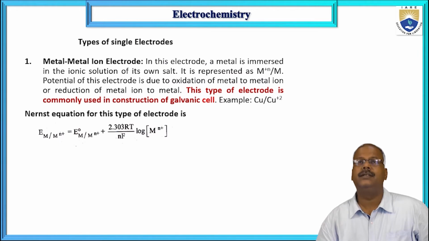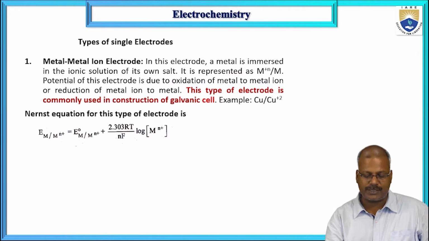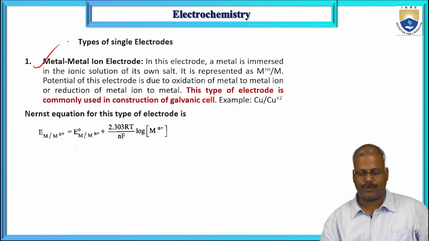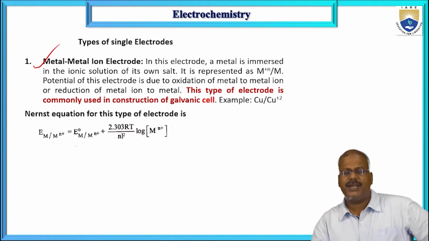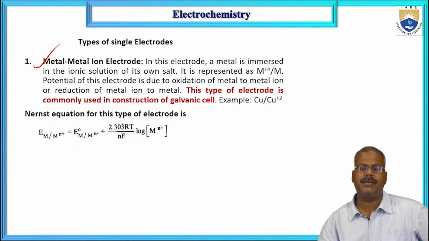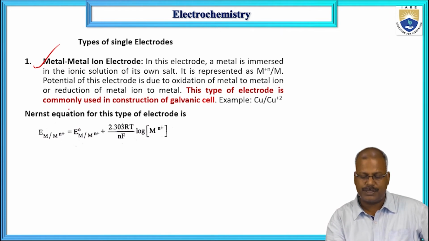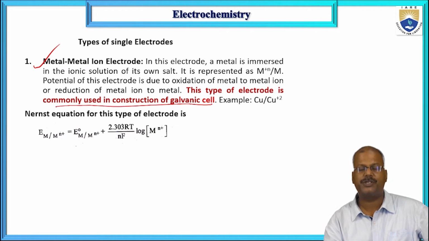Okay, next. There are different types of single electrodes. We will see them one by one. First is the metal ion electrode. This is nothing new. We have already seen different types of metal ion electrodes. This is used commonly in the construction of a galvanic cell.